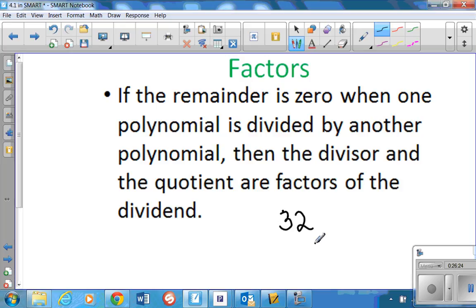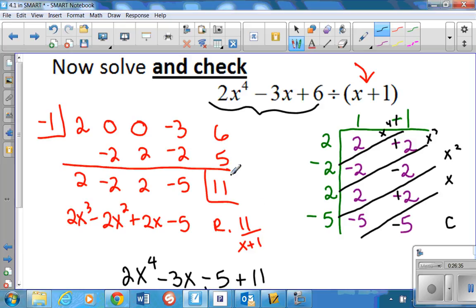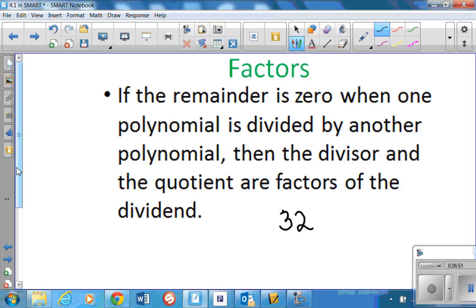If it goes in evenly, what's the remainder? 0. So by the same token, if I divide like I just did, since I got a remainder, that means that x plus 1 is not a factor of this guy. I can divide by him, but he's not a factor because it didn't come out even. That's what that theorem is saying. It's just with a lot of fancy words.